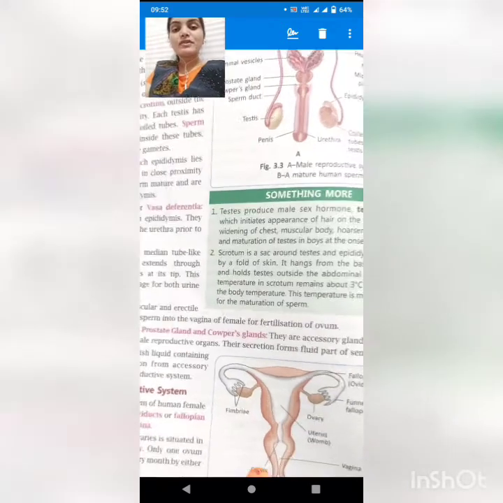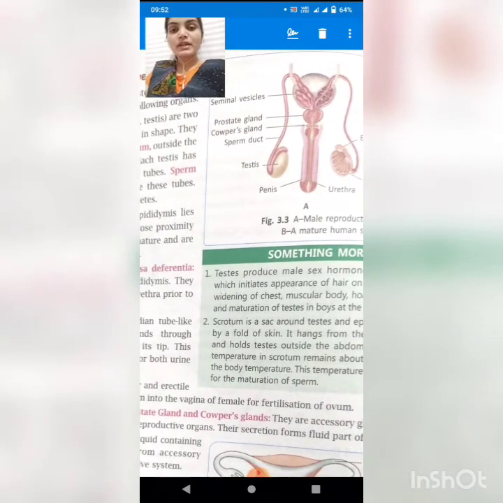With the help of this diagram you can see, students, where these are located. See, at the bladder you can see the seminal vesicle, below the bladder you can see the prostate gland, and below the prostate gland you can see the Cowper's gland. So what is the function of these? The function of these is to secrete fluid.